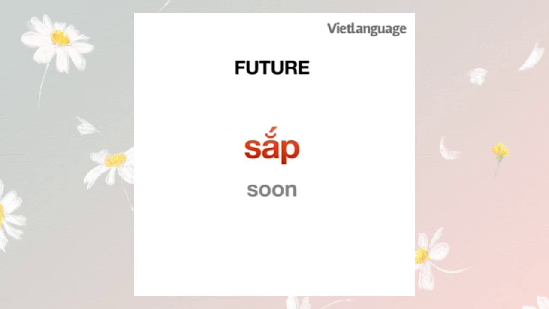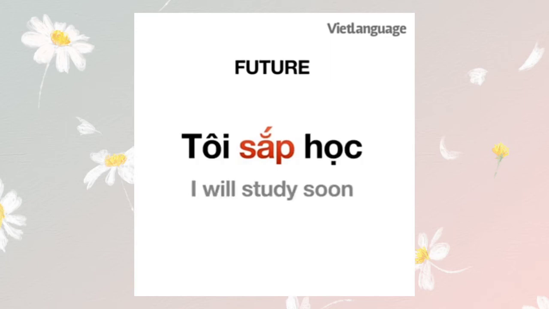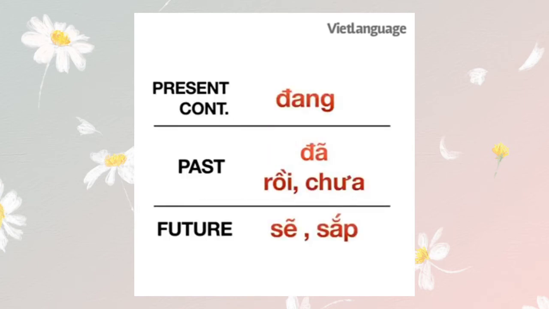Another word for future tense is sắp. That means soon. Tôi sắp học. I will study soon. In summary, for the present continuous tense, we have the word đang. For the past tense, we have đã, rồi, chưa. And for the future tense, we have sẽ, sắp.